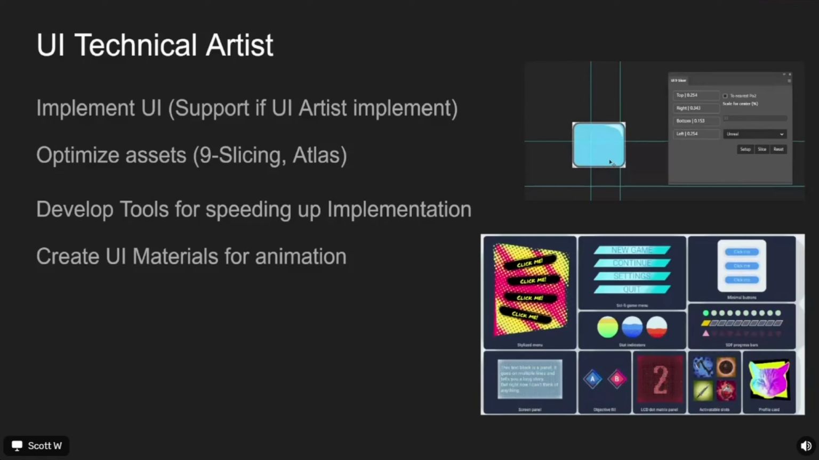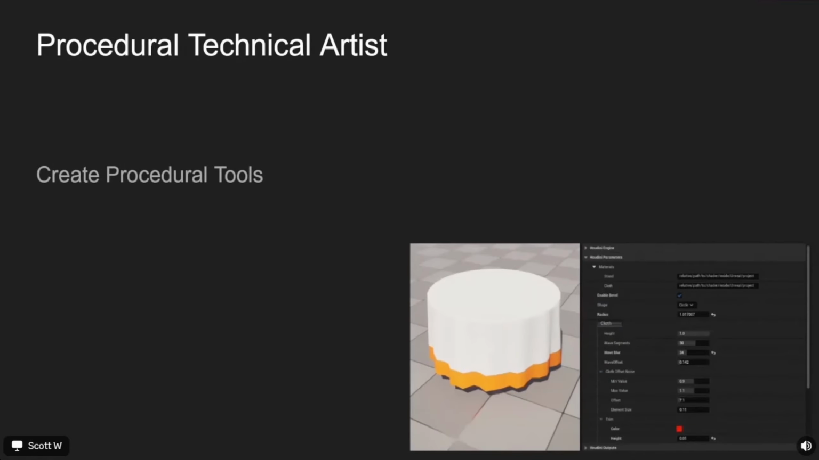So that's a UI technical artist. I'm going to move on to a procedural technical artist. A procedural technical artist focuses on how to make procedural assets for artists and designers. They create these assets which can be changed via the properties that they've created.